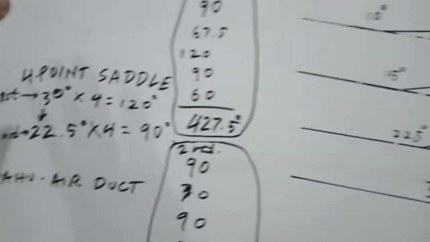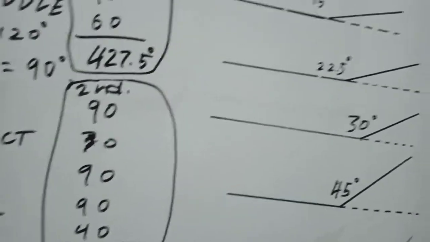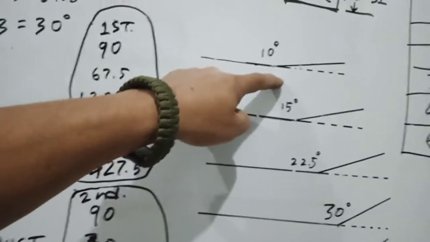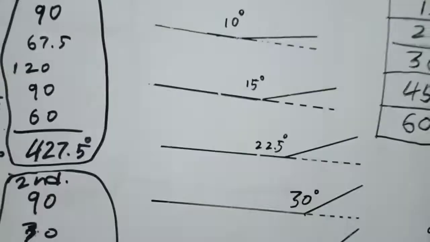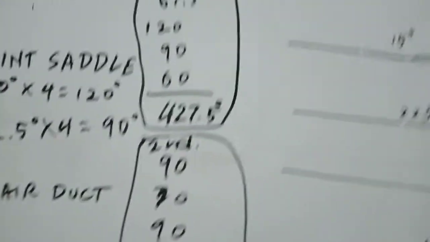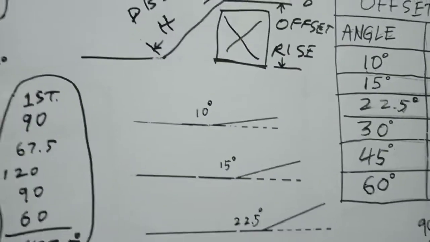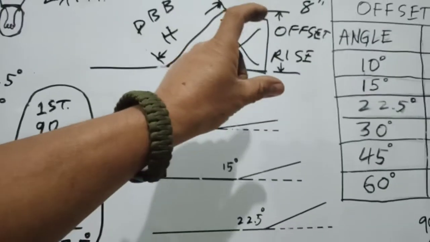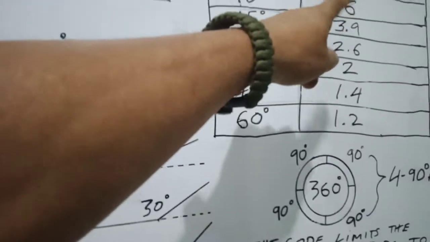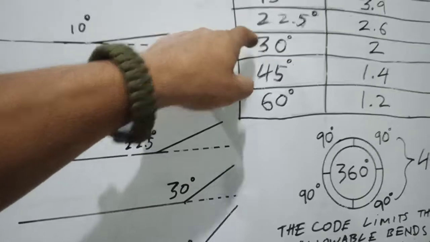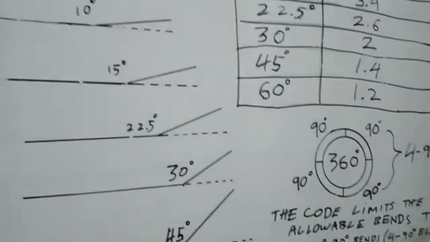But I suggest you consider what I have shared with you. 10 degrees. It doesn't mean that you are always going to utilize 10 degrees because it's easier to insert or pull the wire. It depends on the situation also. You have to consider the offset rise, no? What is the offset rise? Then multiply the multipliers, if you utilize 10 degrees, 15 degrees, 22.5 degrees, 30 degrees, 45 degrees, or 60 degrees.